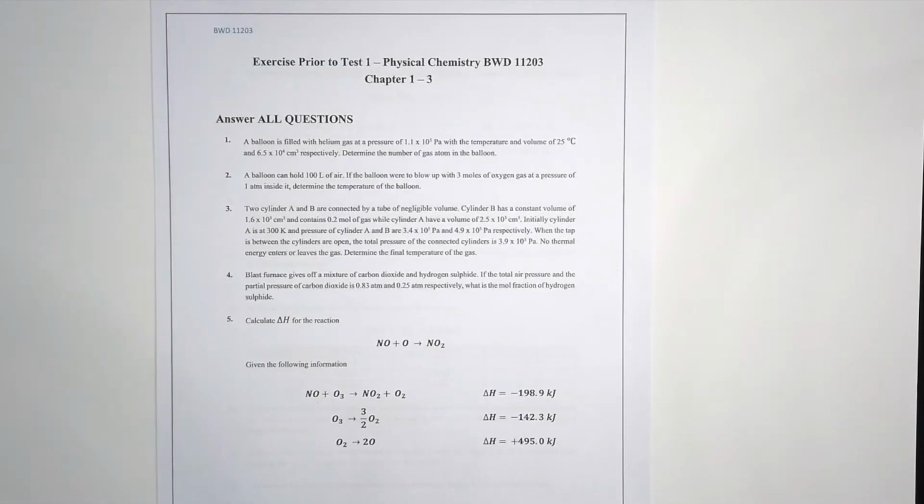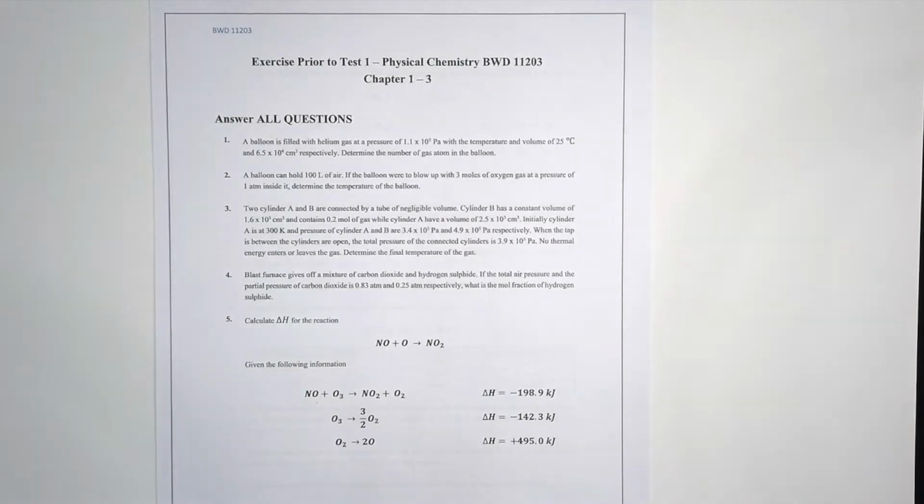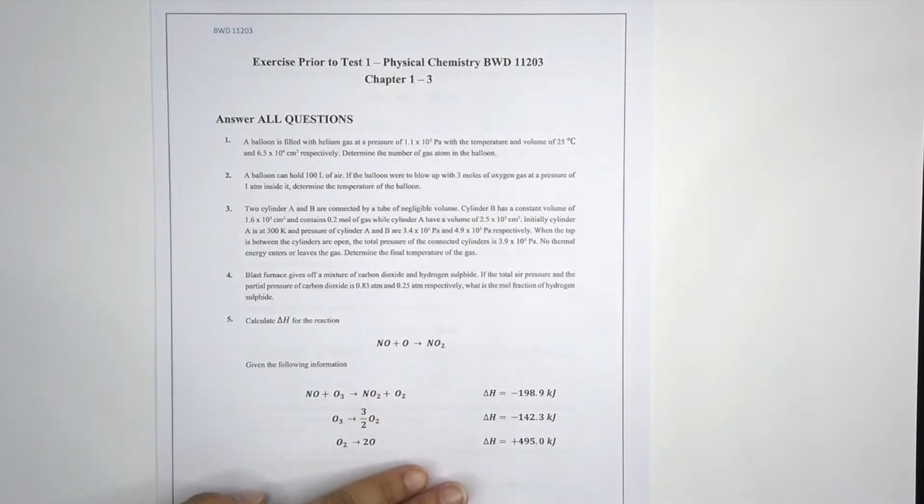Alright, now we shall proceed with question number 5, which is now moving to chapter 2. So the first question for chapter 2 is the Hess law. Given to you, your target equation is NO plus O will produce NO2, and given that the three equations given to you are like this. So what should you do?